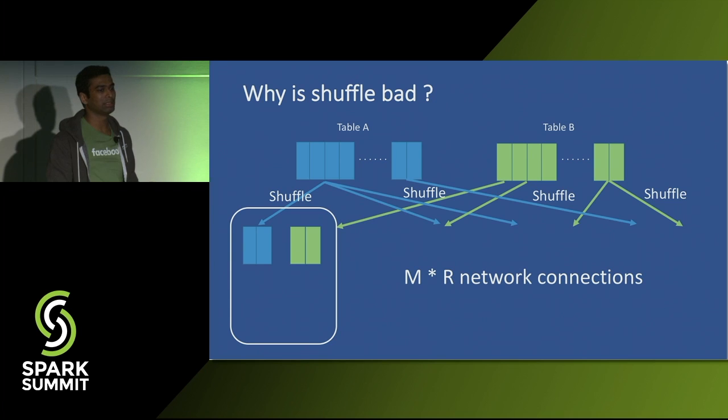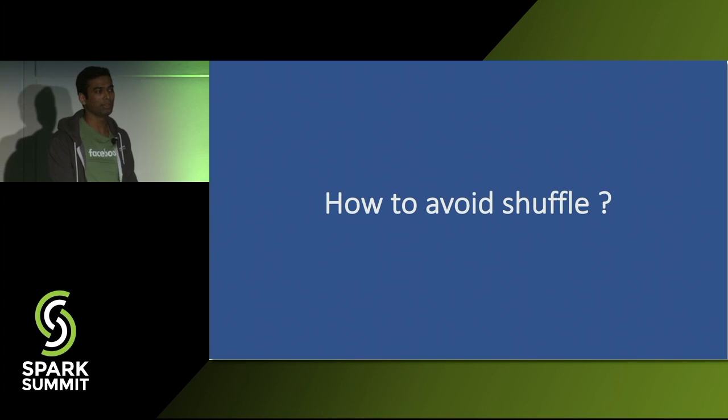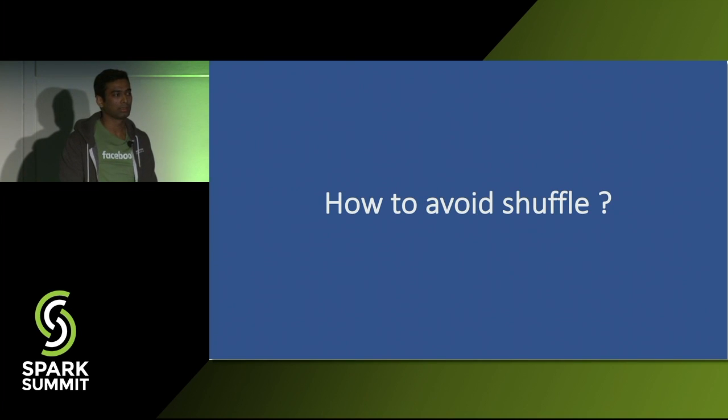Apart from disk I/O, there's network I/O as well. Imagine a query which has M mappers and R reducers. In total, there will be M into R network connections. So there is disk I/O, there's network I/O, and I/O in any form is expensive. So how do we avoid this shuffle from happening?